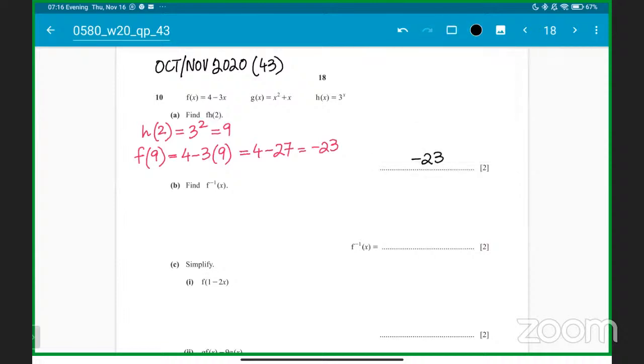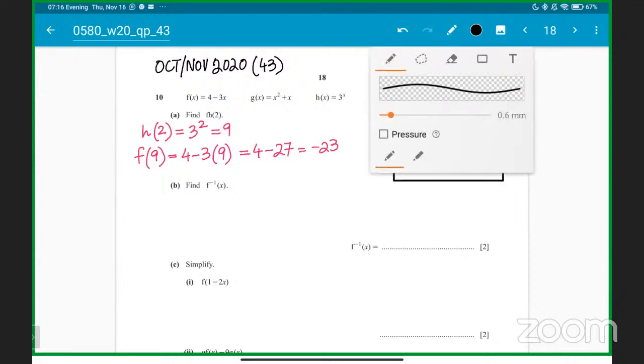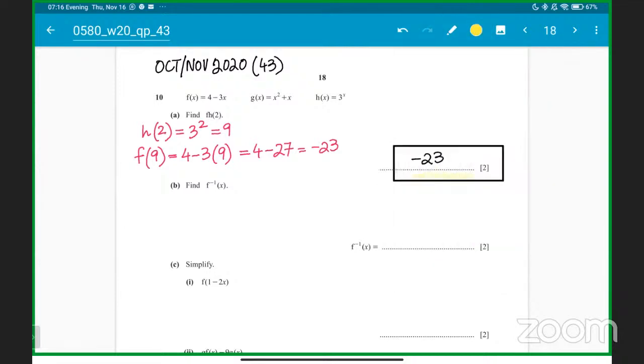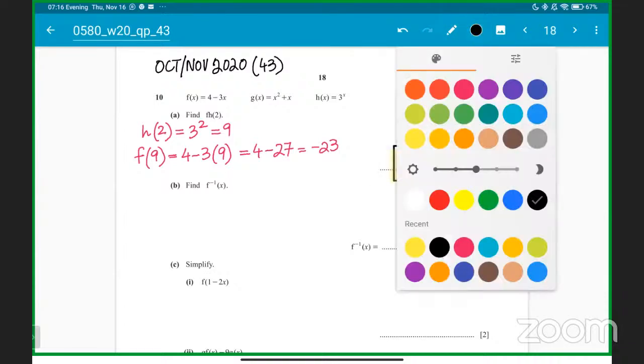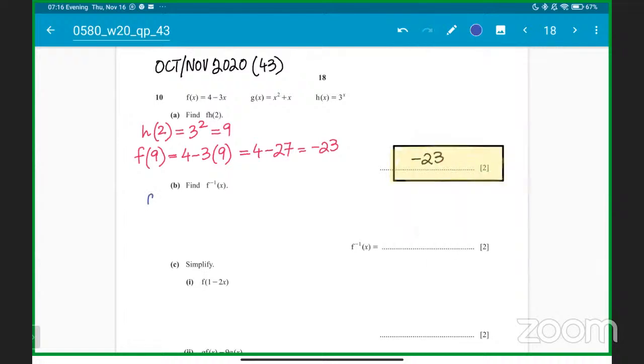Everyone, any doubt from the first part? Let me know, I'll explain it again. Okay, so negative 23 for 2 marks. You got it. Then you have to find the inverse. So let's practice inverse as well. The same thing, important for everyone: f(x) is equal to y. First, you make it equal to y. So y is equal to 4 minus 3x.